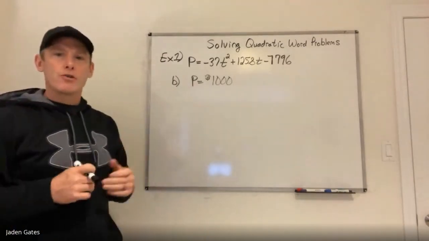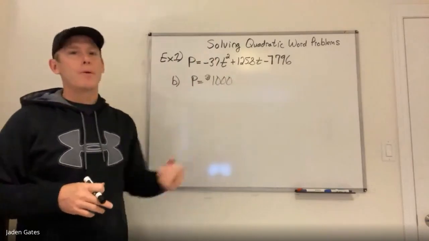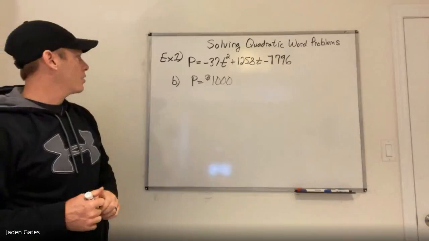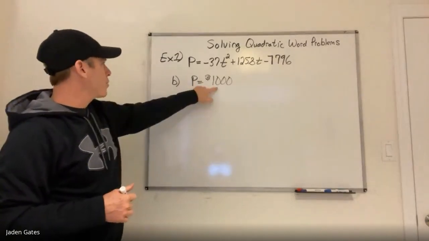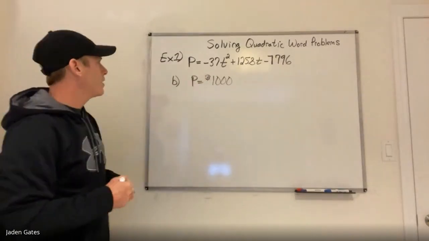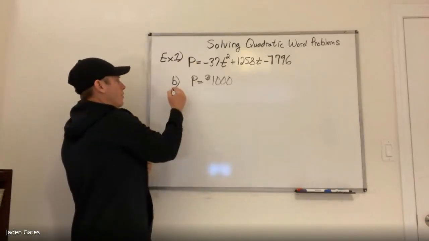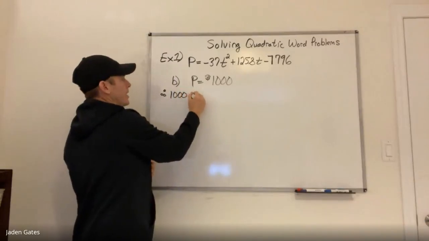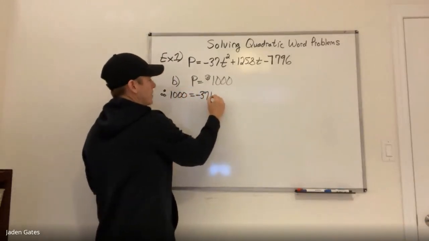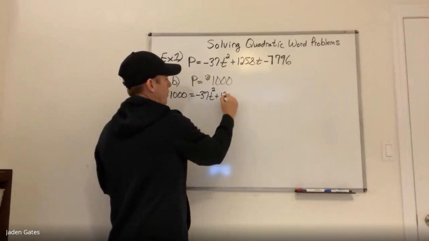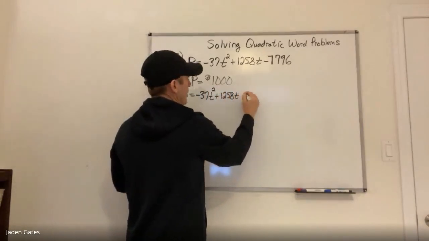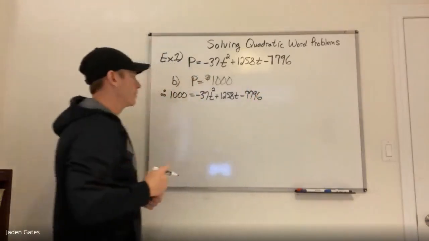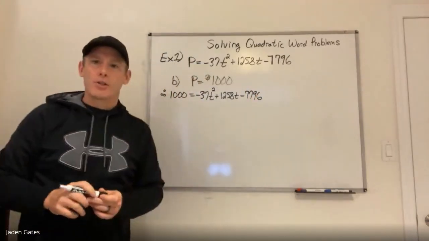But again, when you're solving any equation, you got to know them all but one. We know what our profit is targeting now. We're targeting $1,000. And so wherever there's a P in this equation, now I'm going to put in 1,000 for it. And so I only have one P, and so therefore, I've got 1,000 is equal to that negative 37 T squared plus 1,258 T minus 7,796. All right, and again, now this is a quadratic equation.